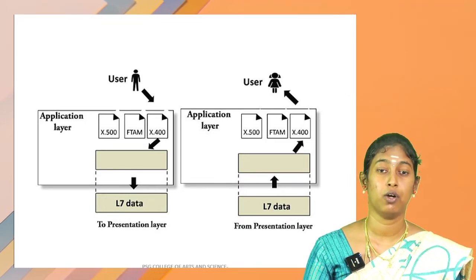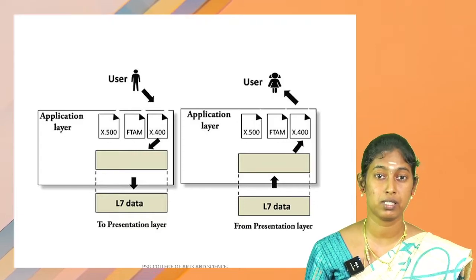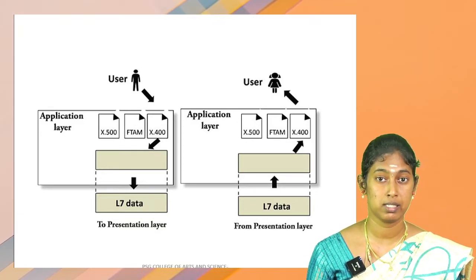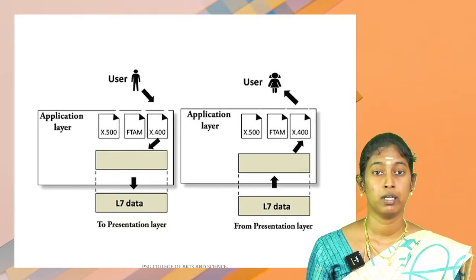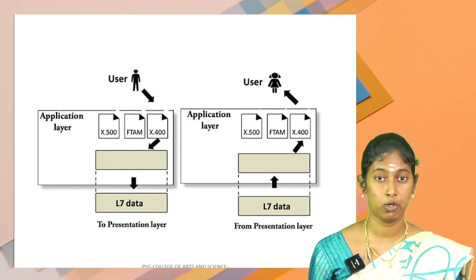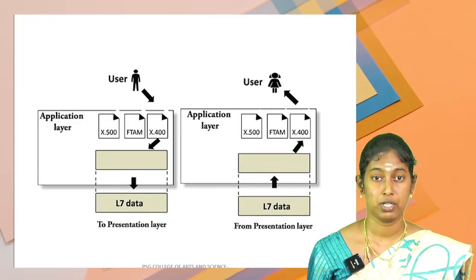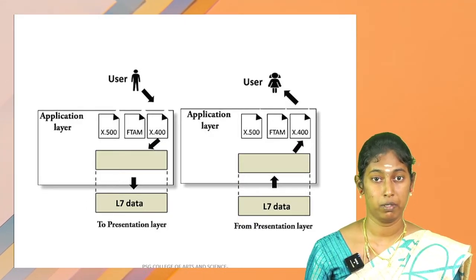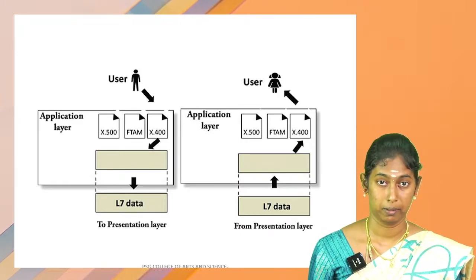Here you can see various applications are interacting with the application layer, and these various applications will be given to the immediate lower layer, that is the presentation layer, where different formats will be changed to a unique format. So, this is the OSI reference model.